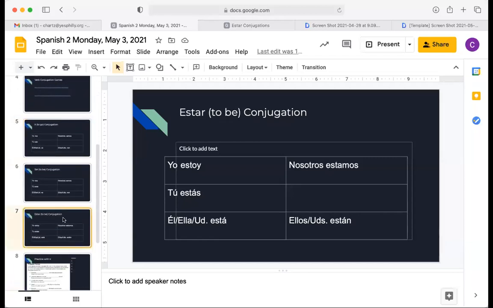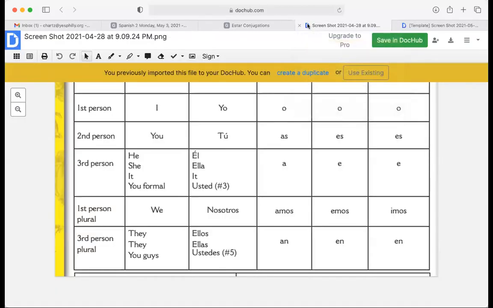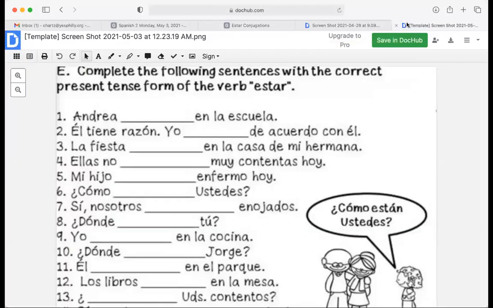Here's our estar conjugation, right? We went over that. It's yo estoy, tú estás, él, ella, usted está, nosotros estamos, ellos, ellas, ustedes están. Now remember, this is an irregular verb, but that's okay because we went over this. So, Ahmad, I know you had a question about this. So right here. Now, remember, try to use that chart that I have on the PowerPoints. I have them on a couple of PowerPoints, so you'll be able to find them.